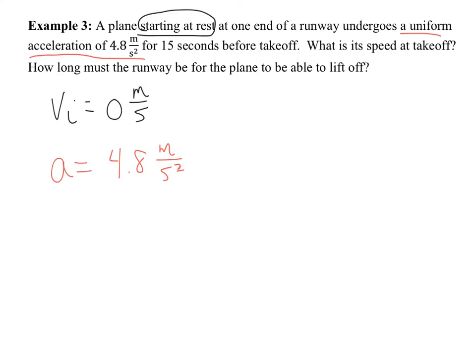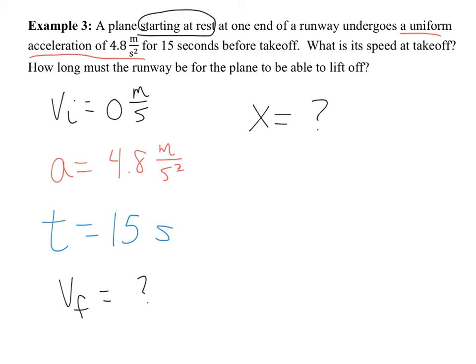Alright, what else do we know? Time. What is the time, Sarah? 15 seconds. Alright, so we've got three things. Frankie, tell me, what are we looking for in this problem? The speed at takeoff. So what would we call that variable, Ellie? VF. What else are we looking for in this problem? Yeah, we're trying to find how long the runway would be. So we'll call that displacement, X. So we're looking for two things.